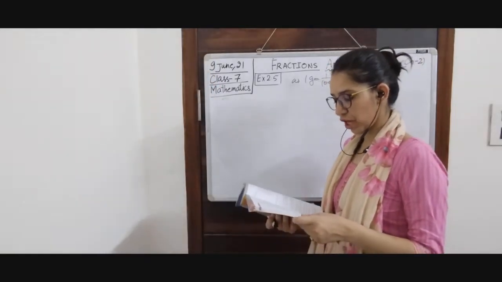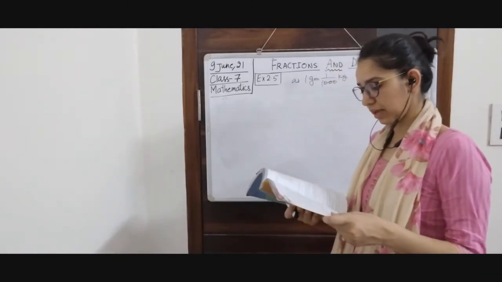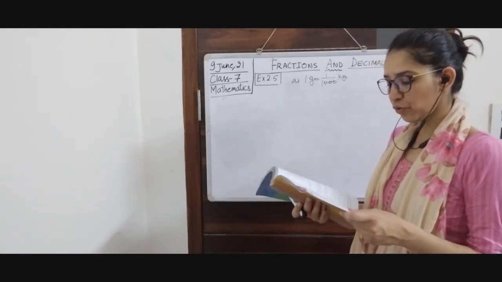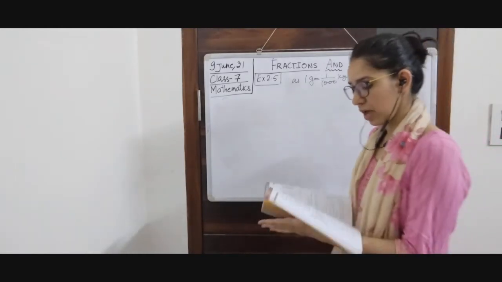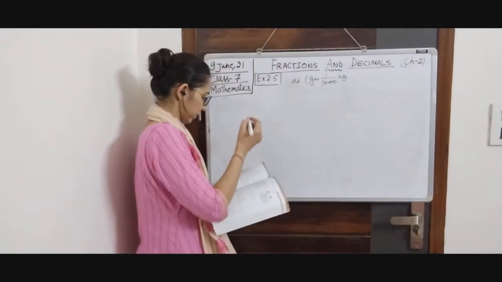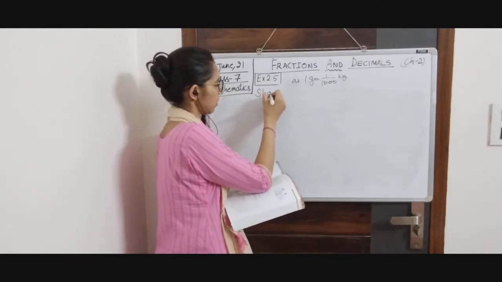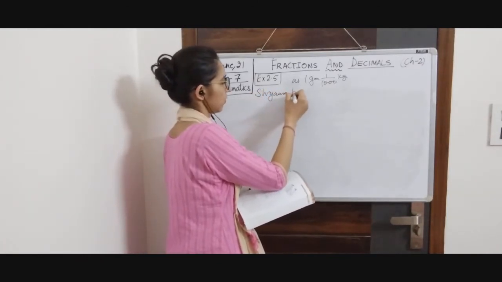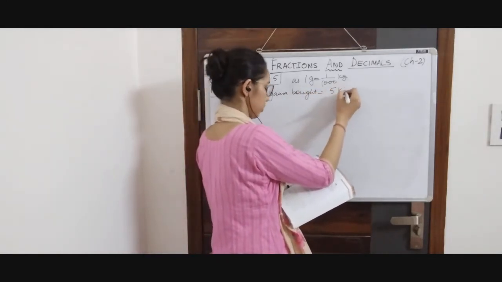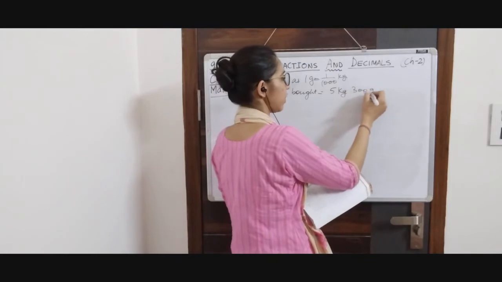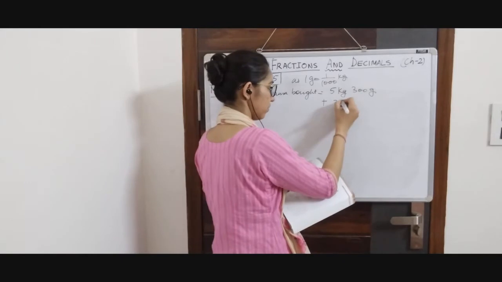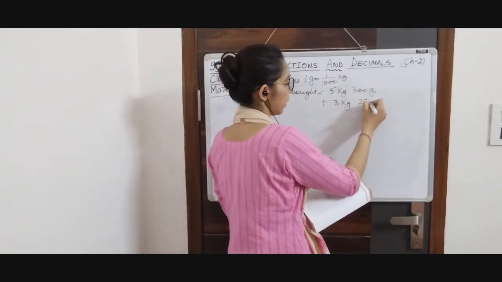In question number 8, Shyama bought some apples and some bananas. Sarla also bought some apples, some oranges and bananas. We have to find out who bought more fruit. So we will calculate how much fruit Shyama bought and how much fruit Sarla bought. Okay. Shyama bought 5 kg 300 grams of apples, plus 3 kg and 250 grams of mangoes.